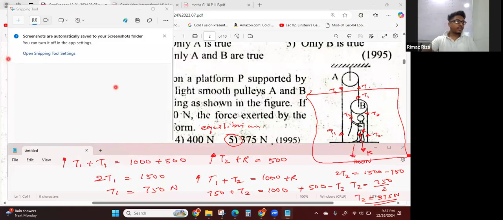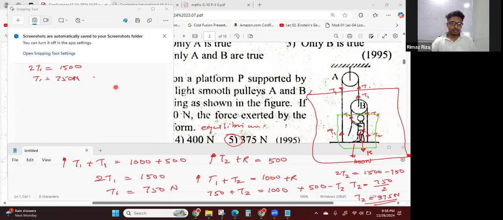Okay, so here first we can consider this whole system. Then we have T1 plus 2T1 equals 1000 plus 500, 1500. So therefore T1 equals 750. Secondly, I consider this system.